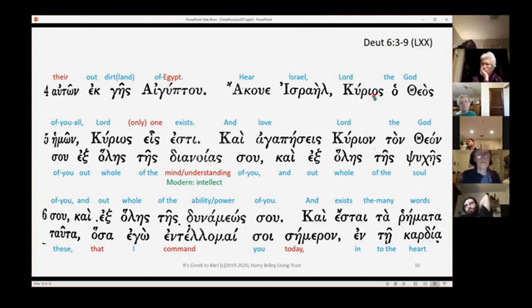So remember when we were doing John chapter 1:1, here's two nominatives in a row, theos and kurios, and there's a ho in front. So which is the word that starts first? It's the one that's got the ho in it. So it'd be the God Lord of you all. Lord, only one exists. So heis gets the sense of not only is it one, but it's only one.